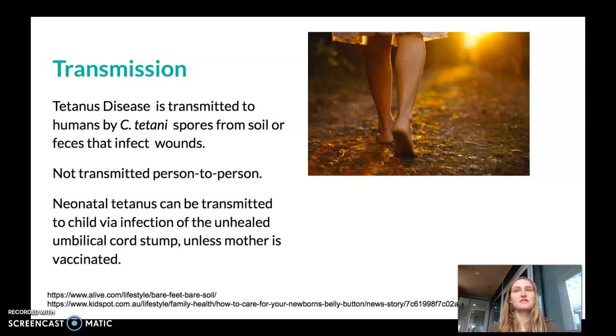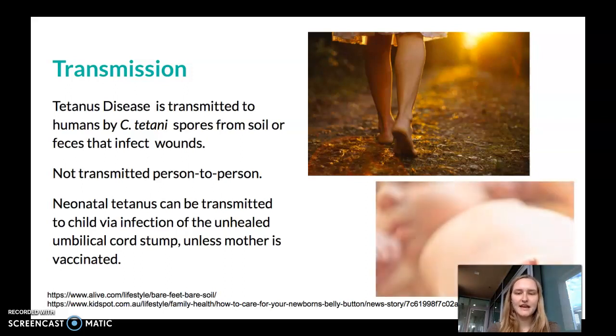However, it's not transmitted person to person, which is beneficial in that there's not as much stigma around tetanus as there is around other diseases. Neonatal tetanus can be transmitted to a child via unsterile instruments used to cut the umbilical cord. However, a baby will not get tetanus if the mother is vaccinated. So it's really important for mothers to be vaccinated in order to pass on that passive immunity to the children before the child is born.